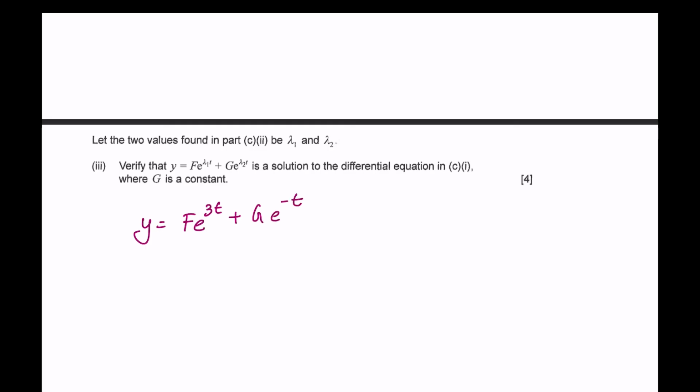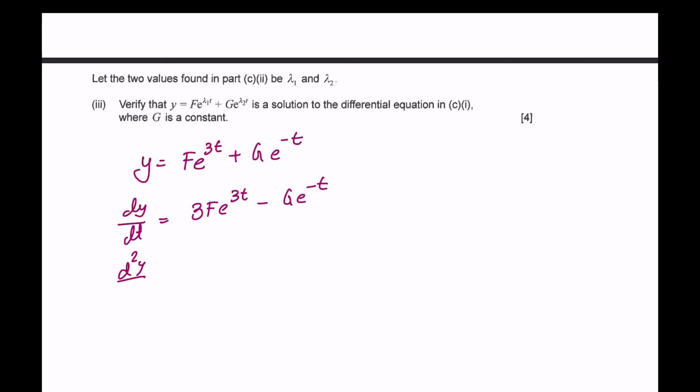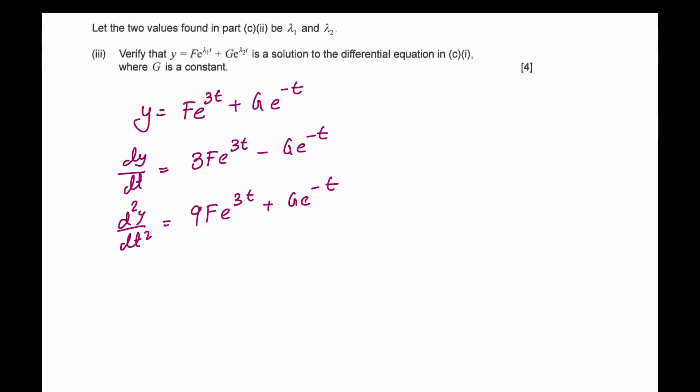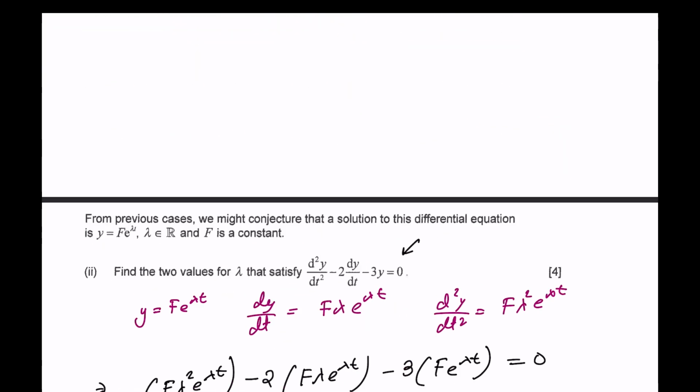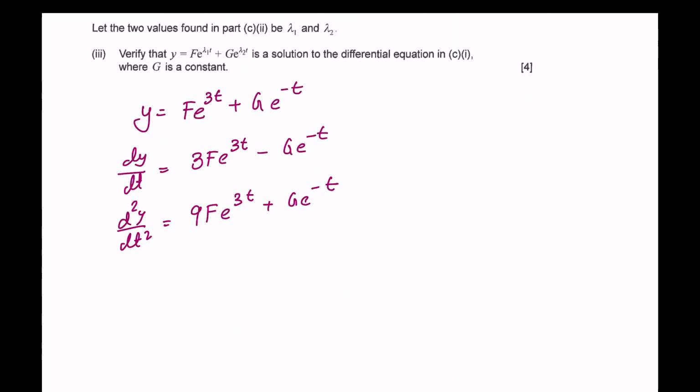Okay, this is y. So let's find dy by dt. Dy by dt will be 3f e to the power of 3t minus g e to the power of minus t. Similarly, we can find d2y by dt squared by differentiating it again. So it would be 9f e to the power of 3t plus g e to the power of minus t. Now we have y, dy by dt, and d2y by dt squared. We have to plug these into our initial equation on the left hand side and check if the value comes out as 0. If it does, then LHS equals RHS, so the solution we assumed is correct.